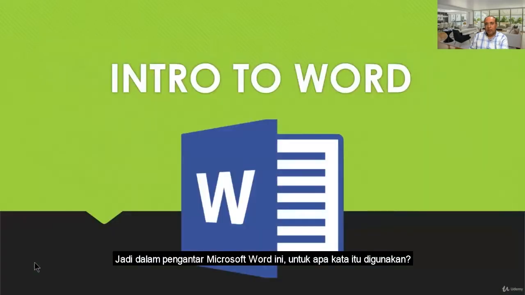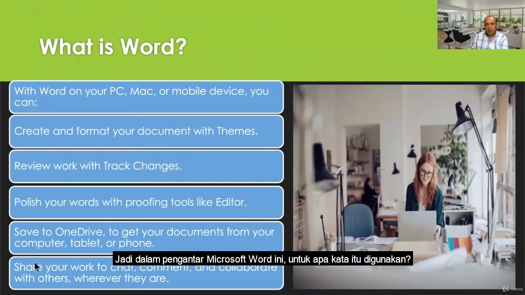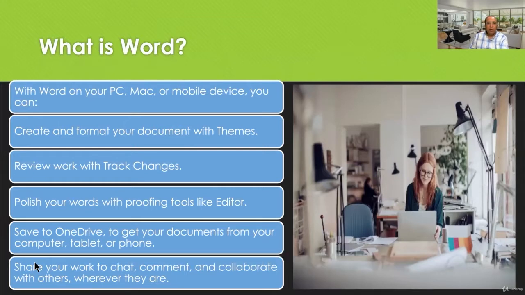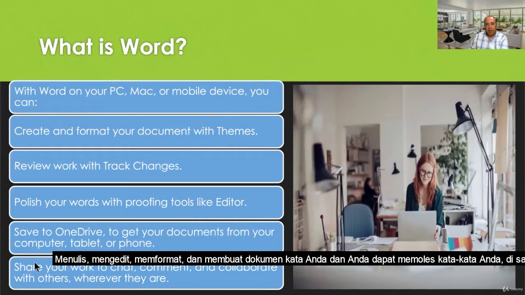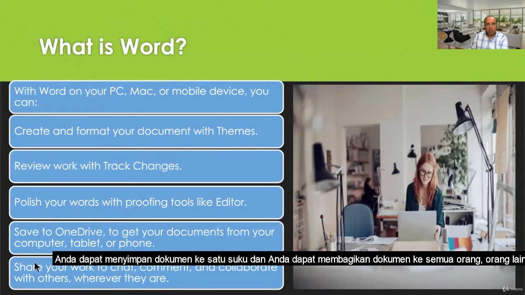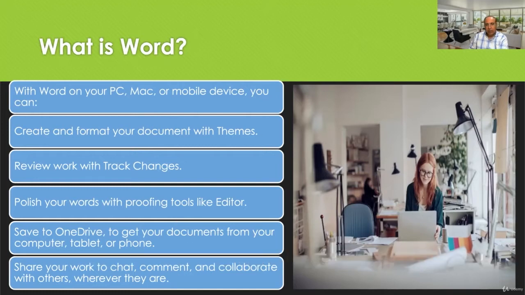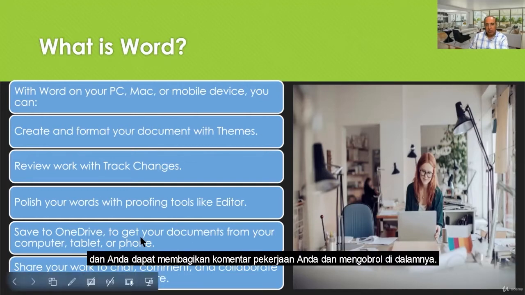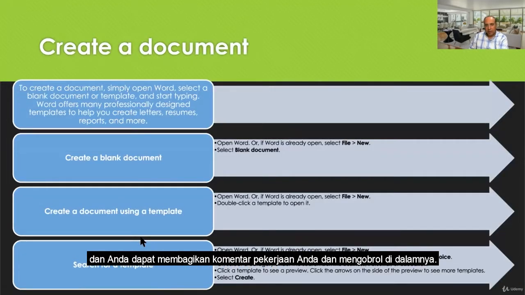So in this introduction to Microsoft Word, what is Word? It is a software used for writing, editing, formatting, and creating your Word documents. And you can polish your words. There is an editor within it. You can save the document to OneDrive, and you can share the document with other people, and you can share your work to comment and chat on it.